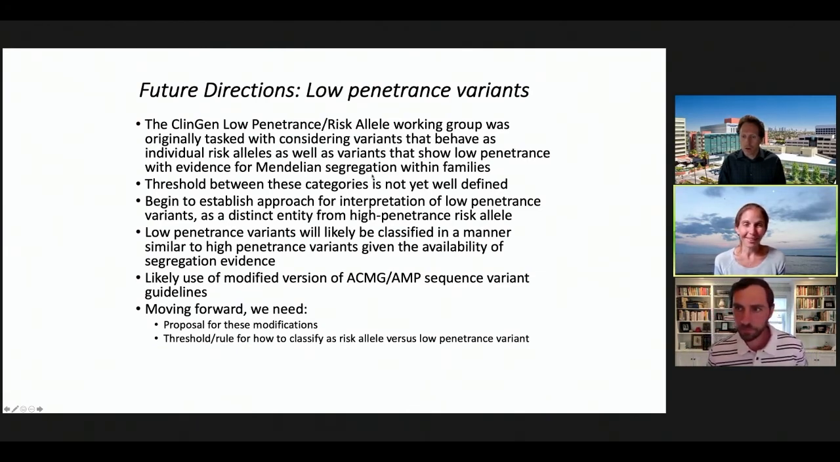Where these thresholds exist, you've seen a lot of rainbow charts. There are a lot of spectrums going on here. So where you draw those lines in between variants is something that probably doesn't have an easy answer, but it needs to be considered more thoroughly.